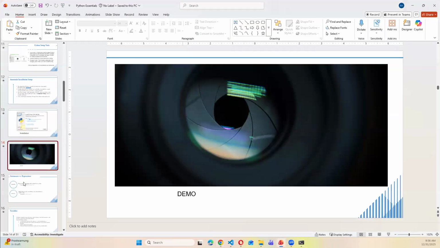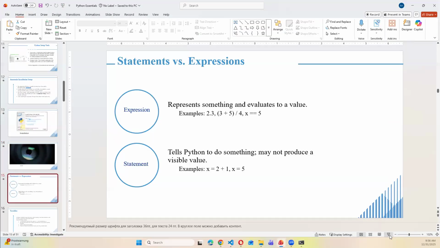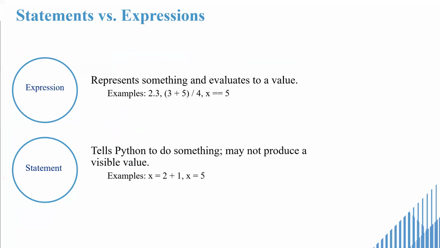Okay, let's move on. Now it comes to statement versus expression. An expression represents something and evaluates to a value. It will give you a value. But a statement tells Python to do something, and may not produce a visible value. If you write x = 2 + 1 or something, you just give execute.